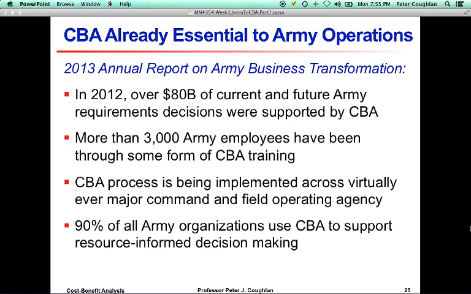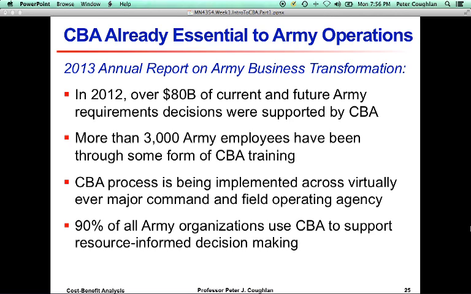Moreover, cost-benefit analysis is already essential to Army operations. According to the 2013 Annual Report of Army Business Transformation, in 2012, over $80 billion of current and future Army requirements decisions were already supported by cost-benefit analysis. In that one year, $80 billion of decision-making was supported via cost-benefit analysis. More than 3,000 Army employees have been through some sort of cost-benefit analysis training, like CMCC, although, of course, there are others that we haven't educated in this program quite yet.